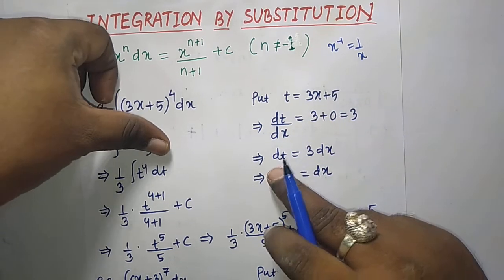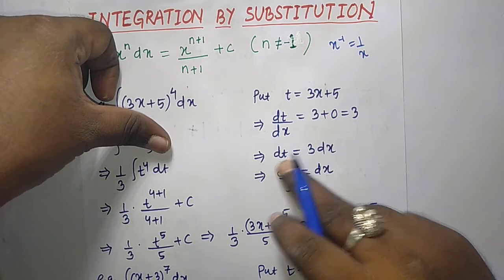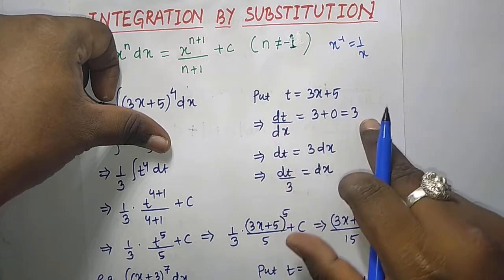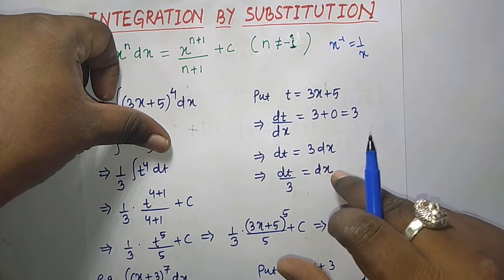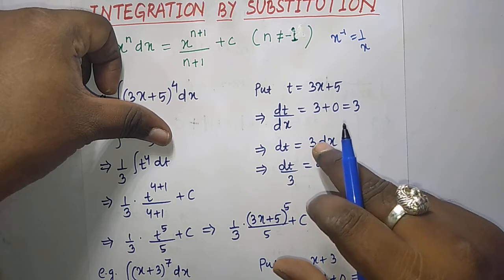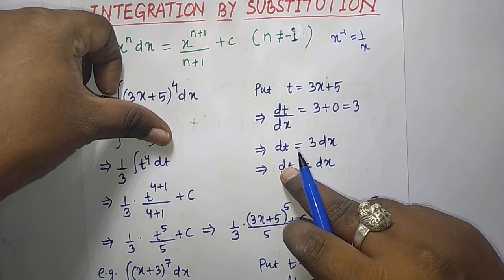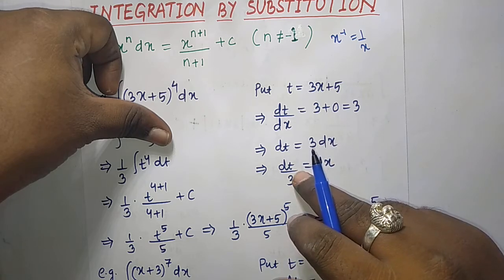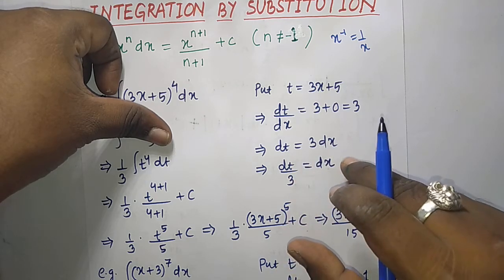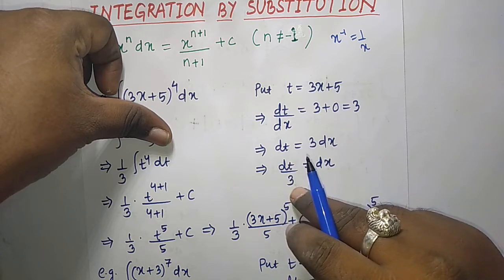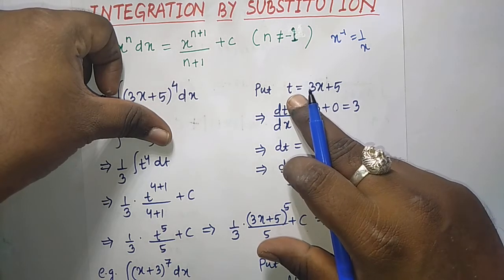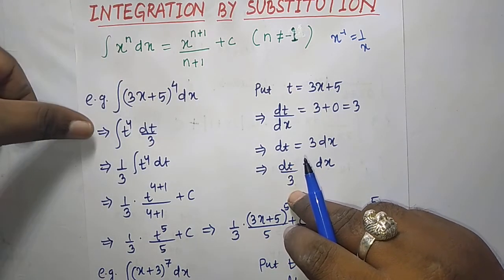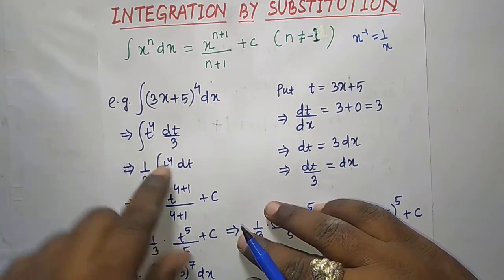Okay, now simplify this term like this, dt equal to 3 dx. Okay, I have multiplied this dx term to the right hand side. Okay, now again in the next step, I have taken this 3 term to the left hand side. Here 3 is multiplied with this term, so I have divided here with dt. Okay, so what we have got, we have got dx as dt by 3. Okay, here we will put t as 3x plus 5 and dx as dt by 3. Okay, put it here, see what it results.